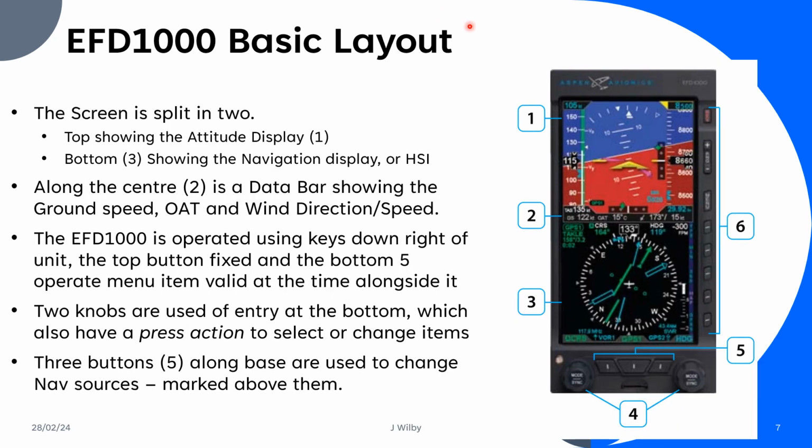In terms of basic layout, the screen is split in two, with the top half showing the attitude information and the bottom showing the navigation display, or most often the HSI. Along the centre, however, is a very useful data bar, which includes showing the ground speed, the outside air temperature, and the wind direction and wind speed. It also shows the true airspeed.